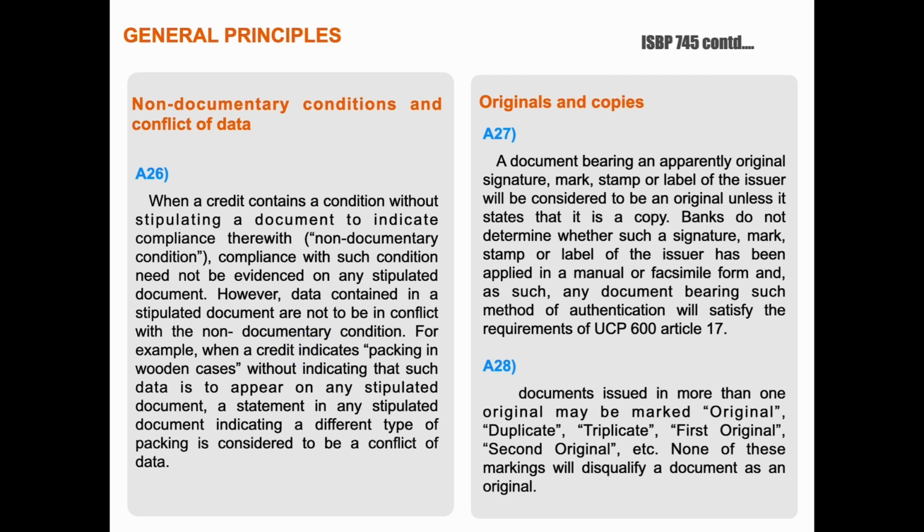But let's say in the bill of lading there is an indication that the goods are packed in carton boxes. Now this is a discrepancy. Why? There is a conflict of data. Although this is a non-documentary condition, there should not be any conflict of data with this non-documentary condition in any other document. So remember, we can ignore a non-documentary condition as long as it is not in conflict with the data in any other document. If there is a conflict, then it is a discrepancy as per Article 14D of UCP 600.